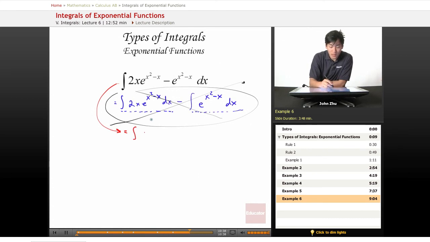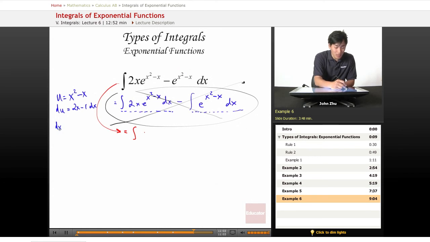Well, let's notice that there's an x squared minus x term. So on the AP exam, when they ask you a question, take really close notice to how they're asking you and what the expressions look like. So there's an x squared minus x term. Well, let's take the derivative of x squared minus x. u equals x squared minus x. The derivative of that equals 2x minus 1 dx, and dx becomes 1 over 2x minus 1 du.